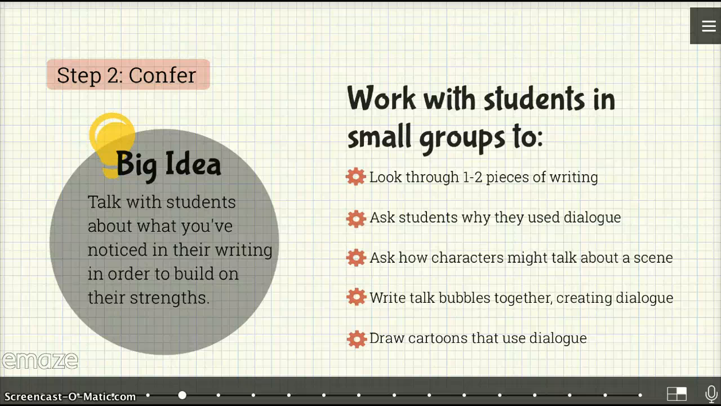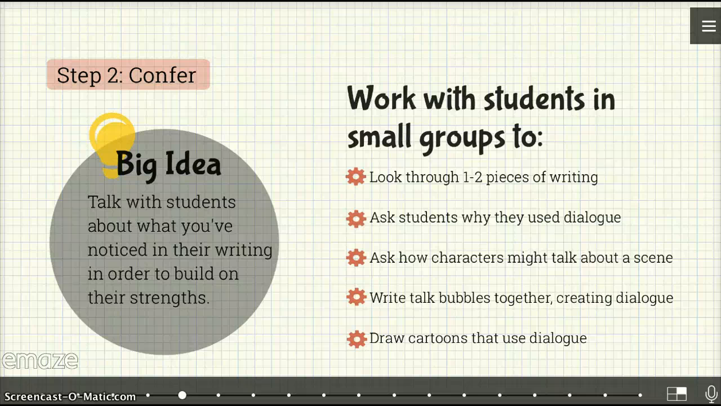And we do this for two reasons. One is that we want to make sure our mini lessons start at the right spot. We don't want a mini lesson where students already know how to do what we're trying to teach, and we don't want to go too far ahead of where they are.